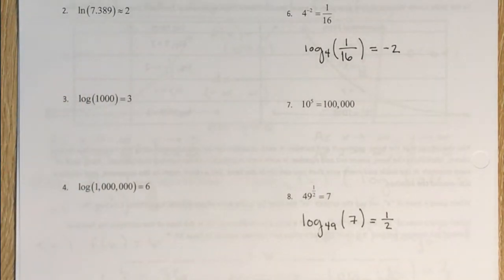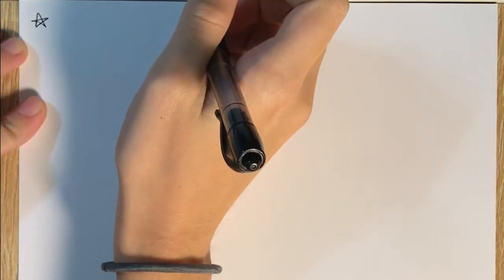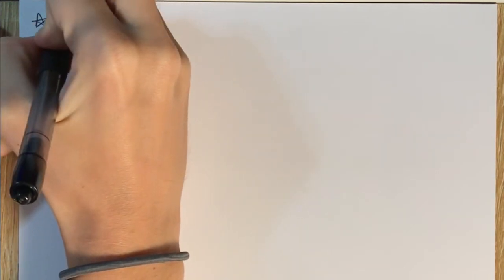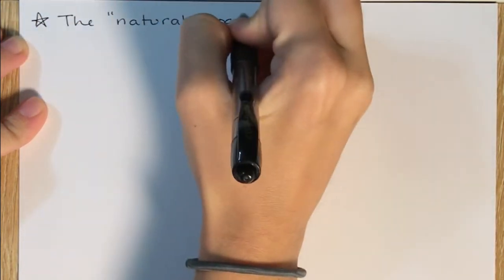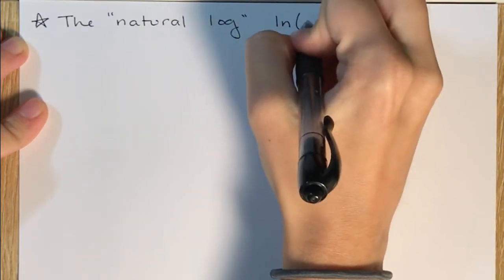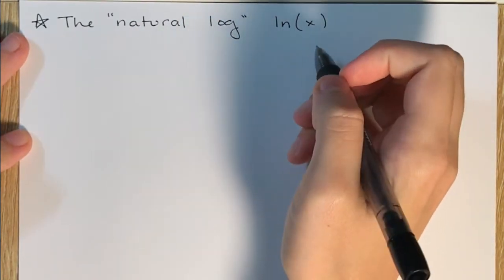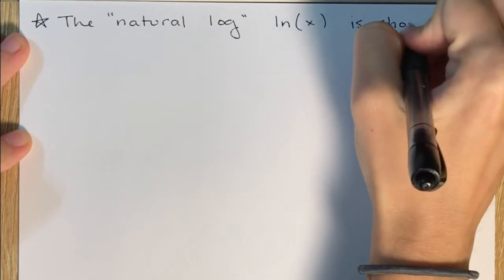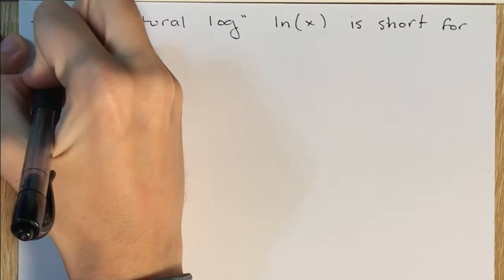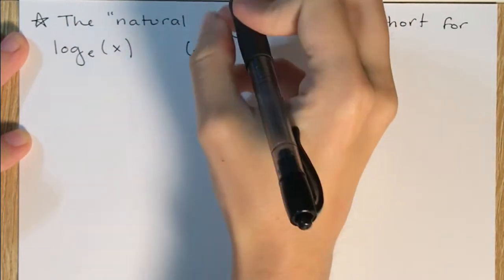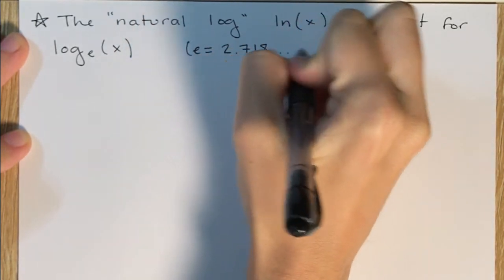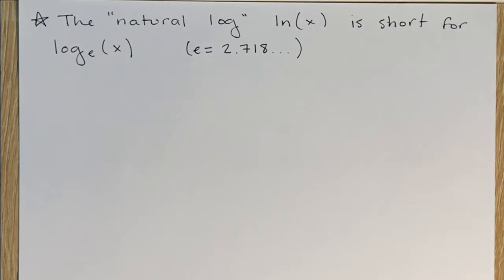Okay, let's go back to the notes really quickly. So we have a couple of types of really important logarithms. The first one is called the natural log. We call it the natural log, ln of x. This L is for natural log, and it is short for log base e of x. What is e? Well, e is a special number that shows up quite a lot in math. That's equal to about 2.718. It has a lot of really interesting properties. It's similar to pi, but they chose e to represent it.